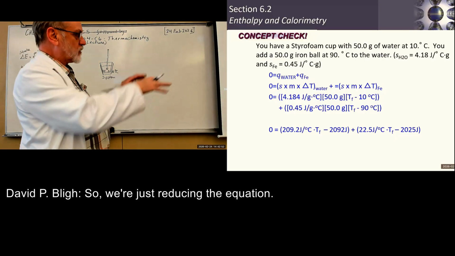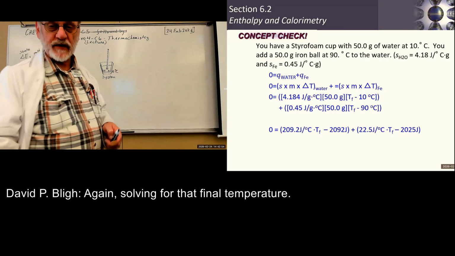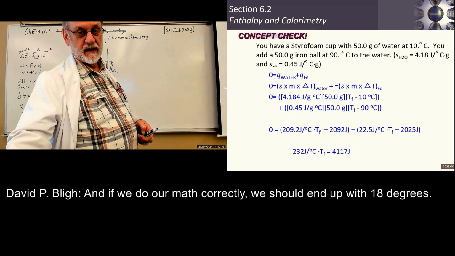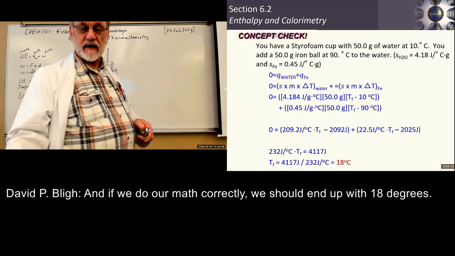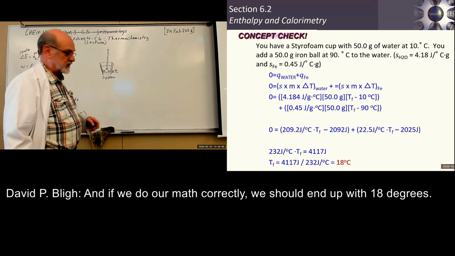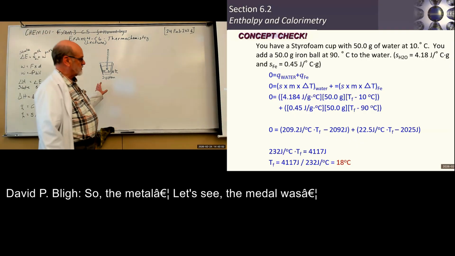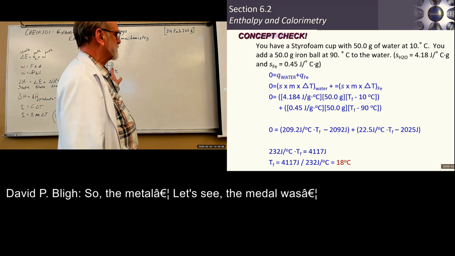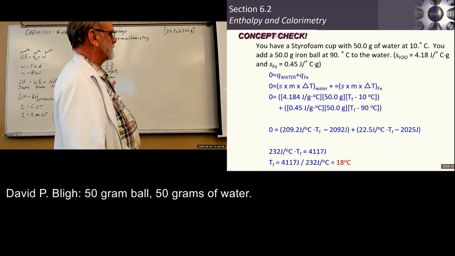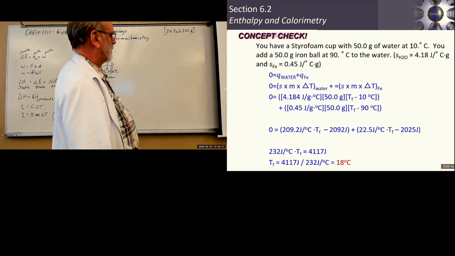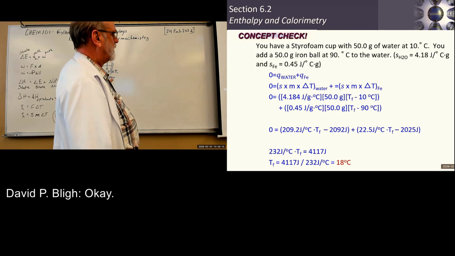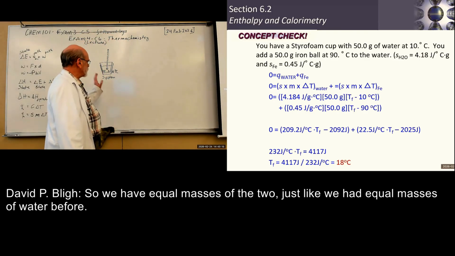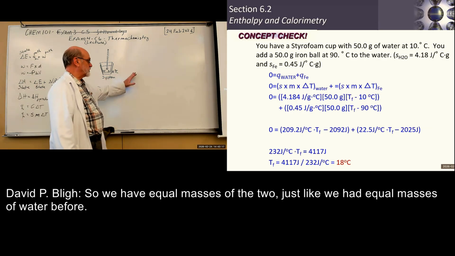So we're just reducing the equation, again solving for that final temperature. And if we do our math correctly, we should end up with 18 degrees. So the metal, let's see, the metal was a 50-gram ball, 50 grams of water. Okay, so we have equal masses of the two, just like we had equal masses of water before.